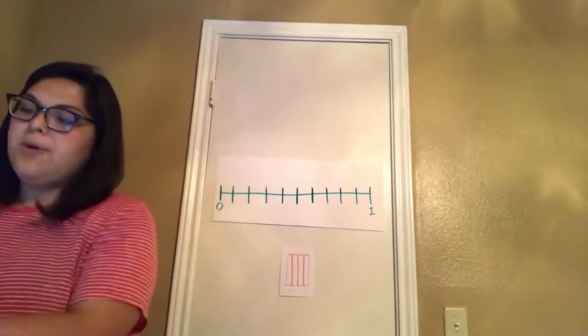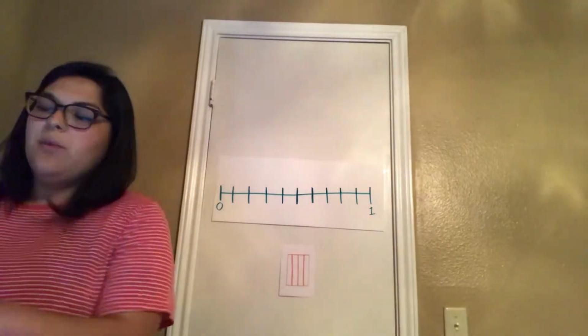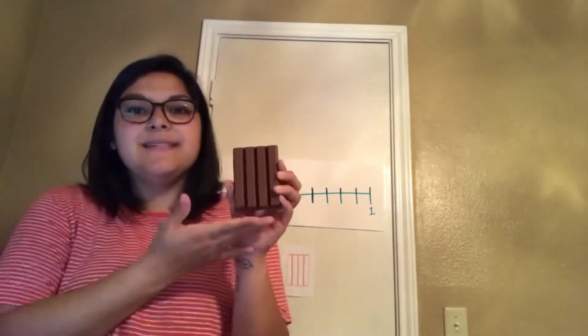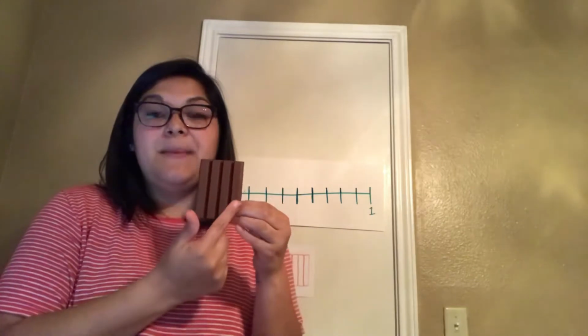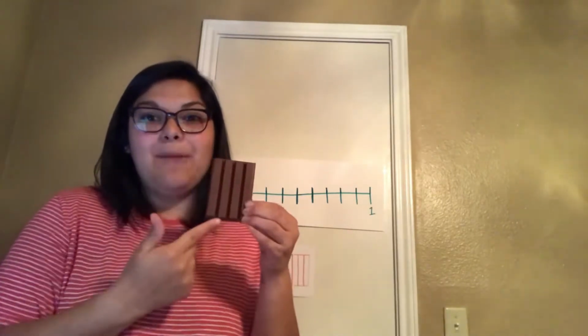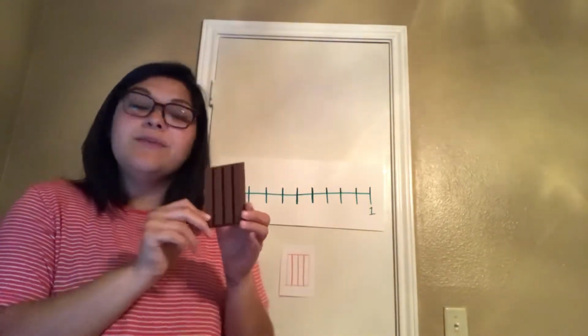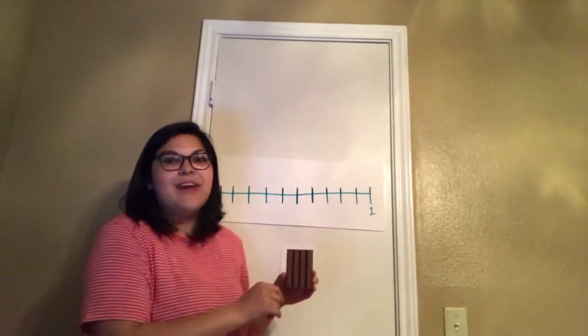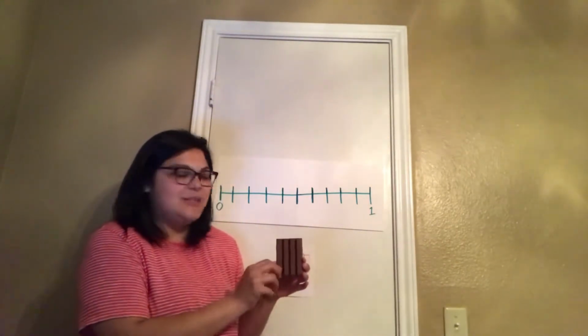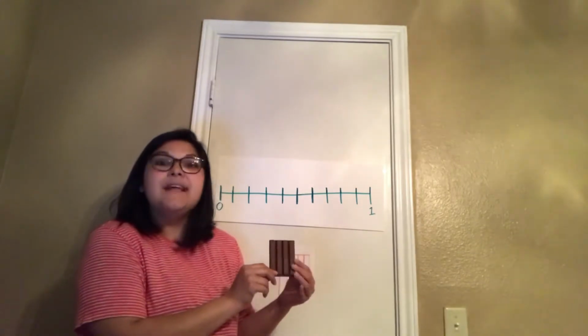So today we're going to start off just by refreshing our memory a little bit. We are going to be working with our Kit Kat bar, and we know that a Kit Kat bar by itself is a whole because it has 4 separate pieces. So one Kit Kat bar is made up of 4 individual pieces, okay? We're going to have one student come up at a time, and they are going to break our Kit Kat bar into 4 pieces.